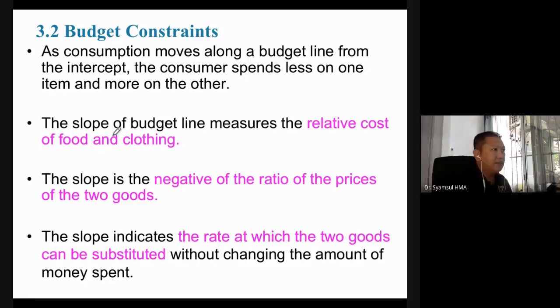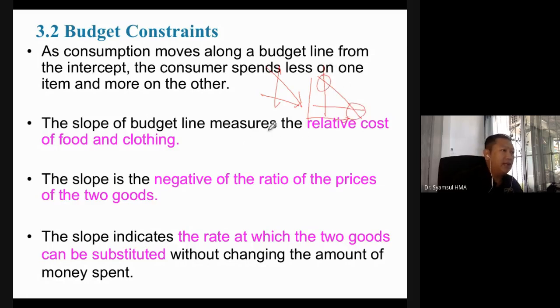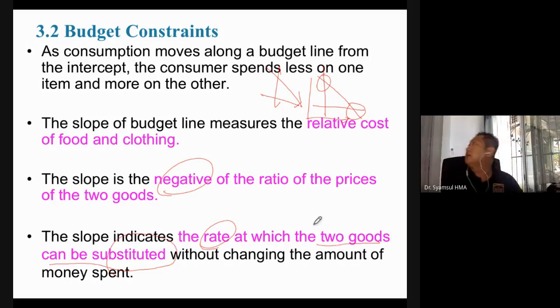As consumption moves along the budget line from the intercept, the consumer spends less on one item and more on the other. Remember, as you move from here to here, you spend more on this and less on this, right? So the slope of the budget line measures the relative cost of food and clothing. The slope is the negative of the ratio of the prices of the two goods. The slope indicates the rate at which the two goods can be substituted without changing the amount of money spent.